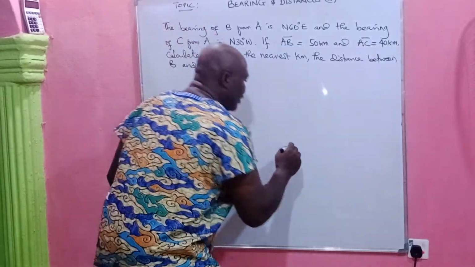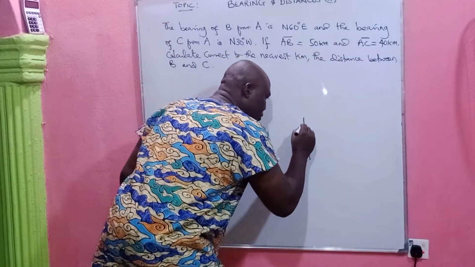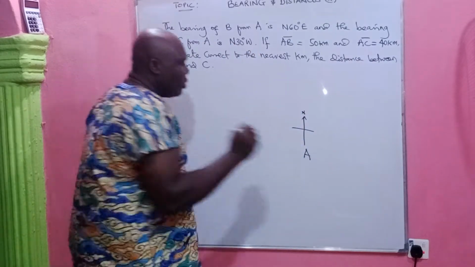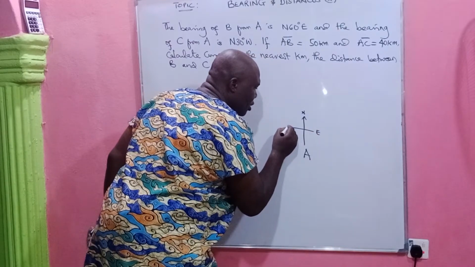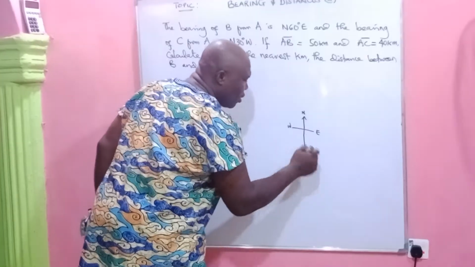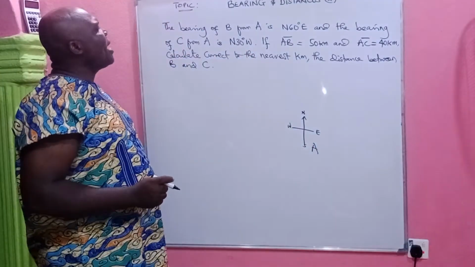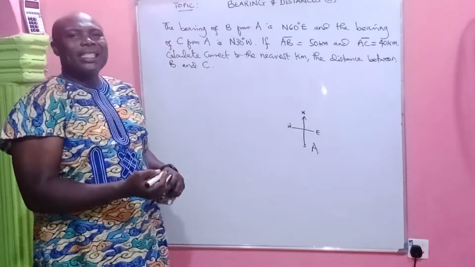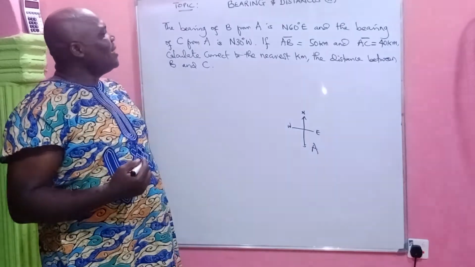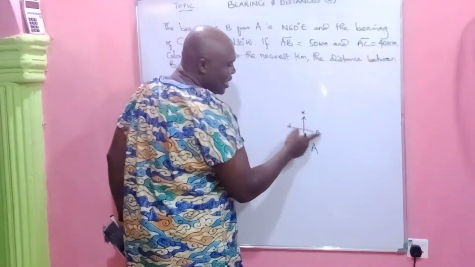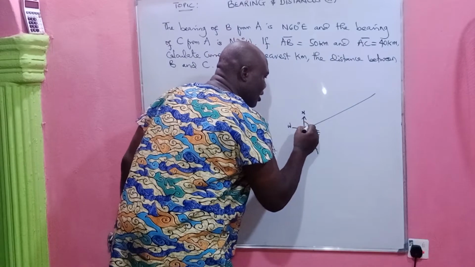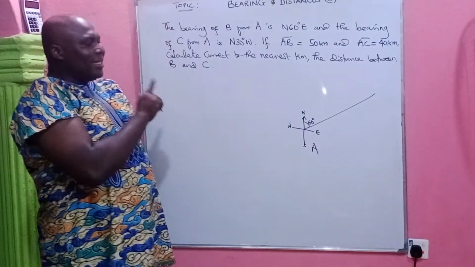All right, so let's say this is point A. So this is north. Remember that this is east, this is west, and of course this is the south. So our point A is somewhere here. Now they say the bearing of B from A, where you are taking from is where you're measuring from. So from A, the bearing of B is N 60 degrees east. That's 60 degrees. I take it this way. So that's N 60 degrees east.